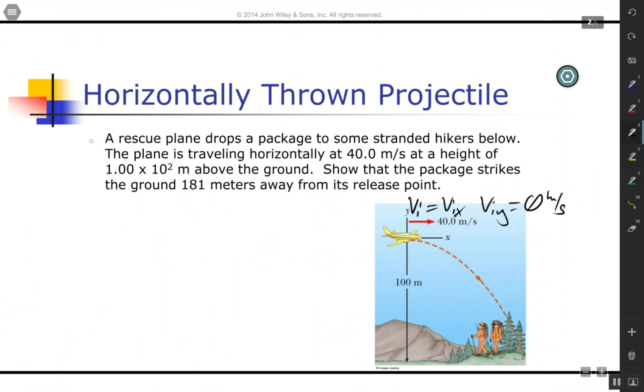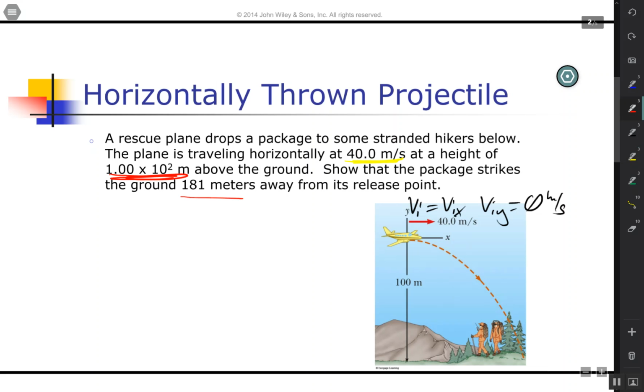So let's start with first things first. Let's figure out what is given. So the plane is traveling horizontally at 40 meters per second. And it is 100 meters above the ground. And our goal actually is that. Okay?